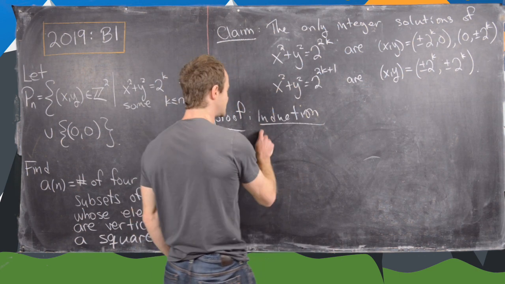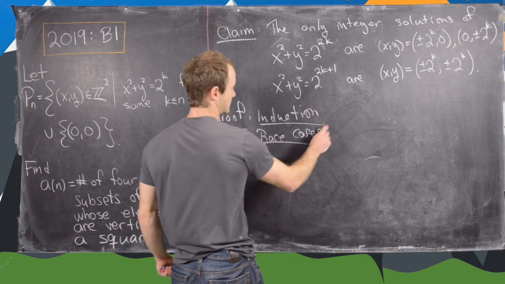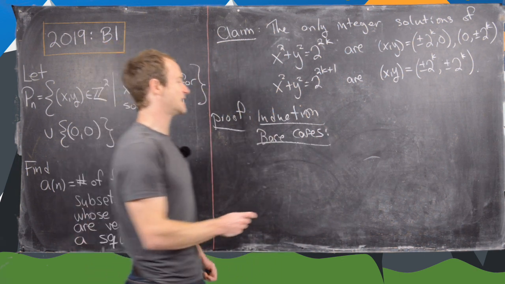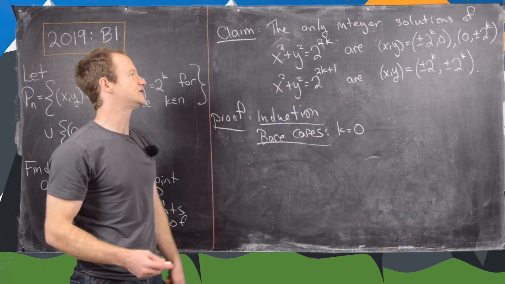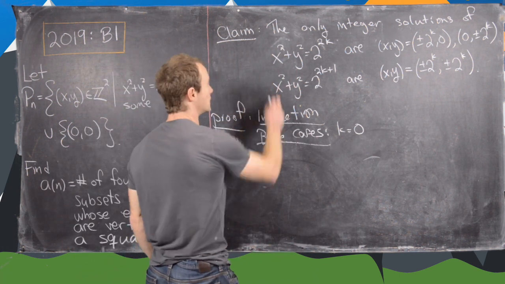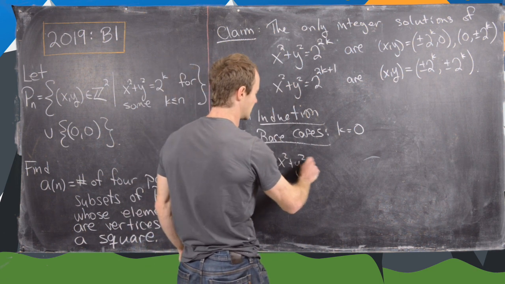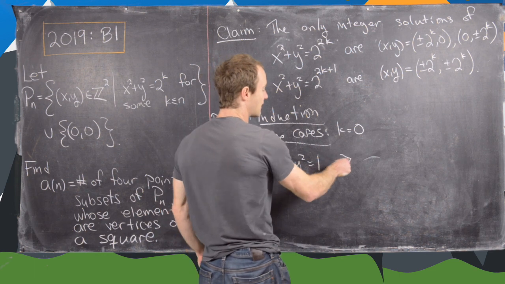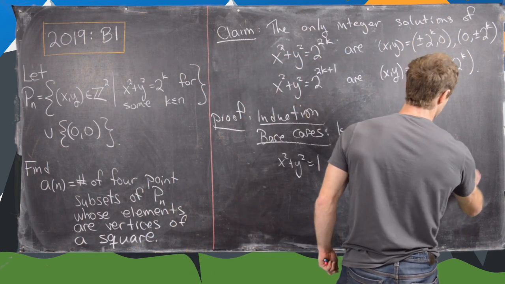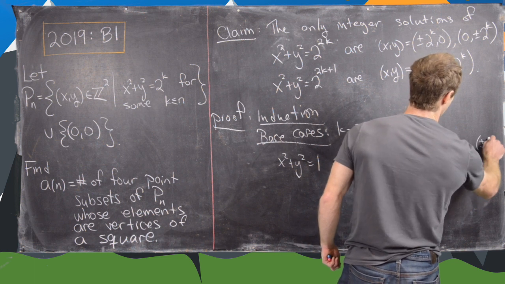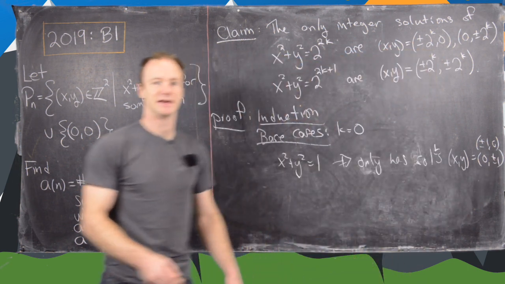So we have 2 base cases, and those base cases depend on when k equals 0 in these 2 equations. This first equation, when k is 0, is x squared plus y squared equals 1, but this clearly only has solutions (x, y) equals (plus or minus 1, 0) or (0, plus or minus 1), as needed.